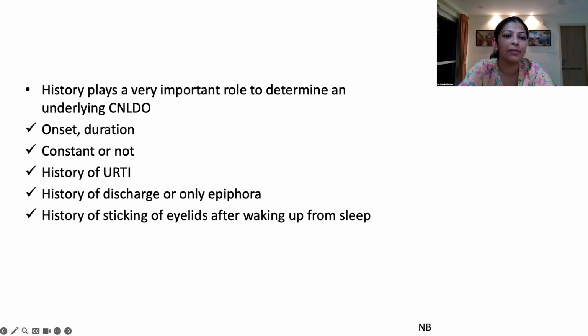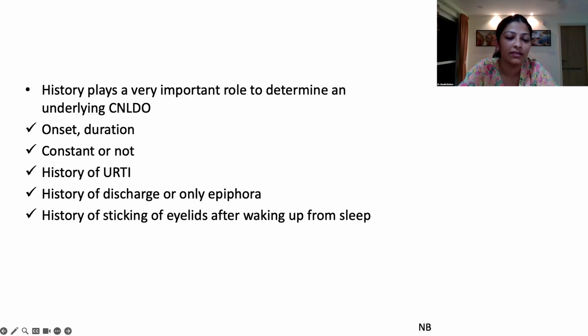So here history will play a very, very important role. As we discussed earlier, the first thing you should ask is when did it start? It should be a few months or days after birth. Then it should be constant if it is because of obstruction. If it is not because of obstruction, it will not be constant. So if there is an obstruction, there has to be a constant outflow of tears.